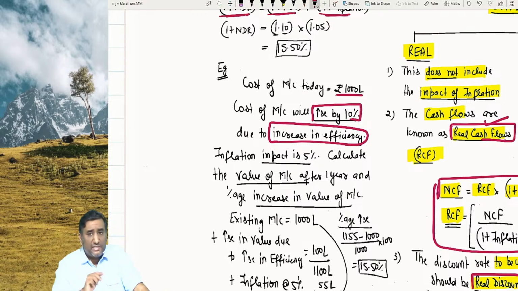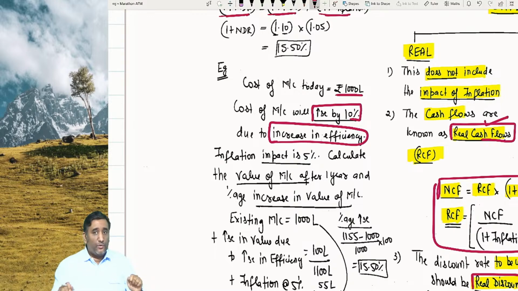Now when we say increase in efficiency, the increase in efficiency is called real return. Increase in efficiency is called real return. Now when machine capacity increases, the machine does not know I am in India, I am in France, I am in Japan, or I am in Pakistan or Afghanistan. A machine is a machine. So the increase in efficiency and increase in pricing due to increase in efficiency is called real return. Understand what I am saying?